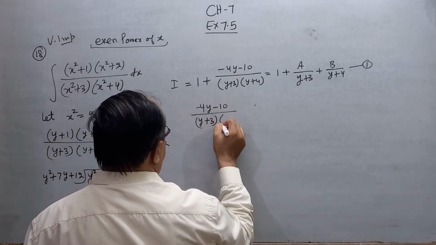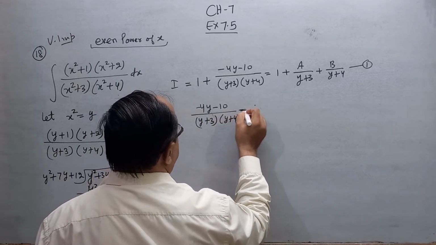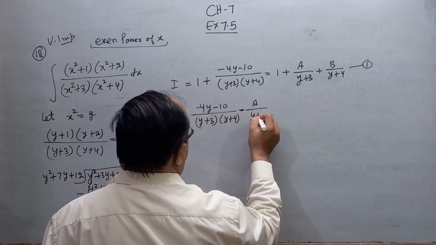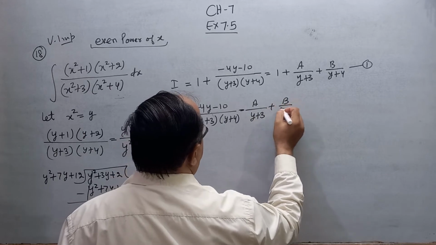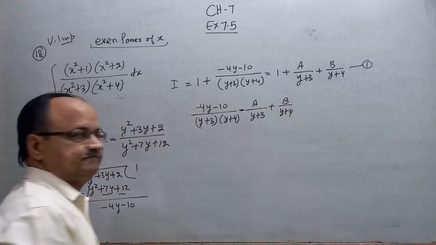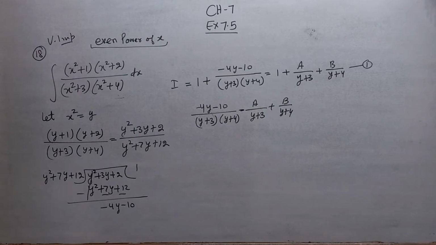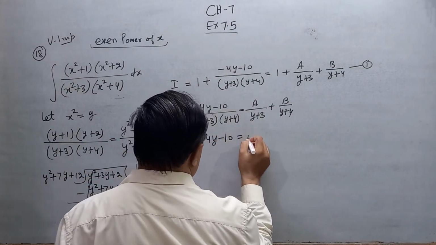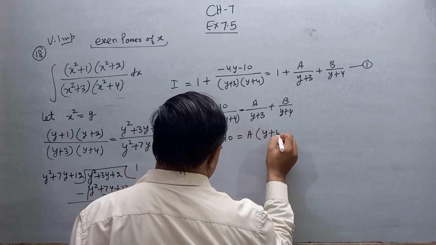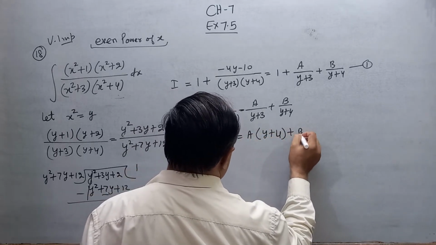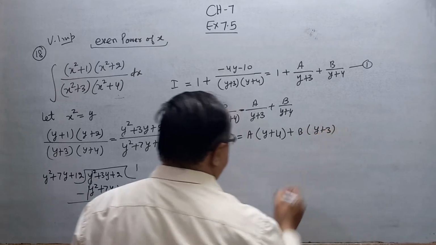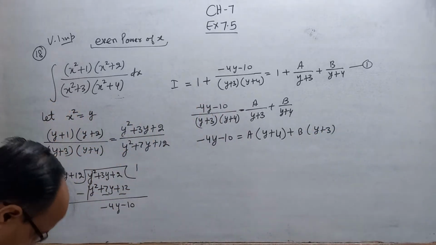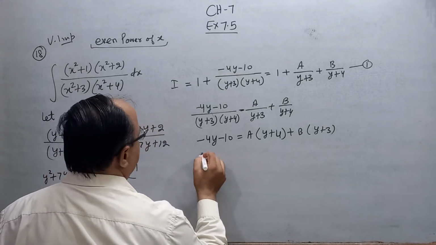(y plus 3)(y plus 4), that is equal to a upon y plus 3 plus b upon y plus 4. Now multiplying both sides by (y plus 3)(y plus 4), you will get minus 4y minus 10 equals a(y plus 4) plus b(y plus 3). Correct? Now can you tell me on comparing the coefficient?